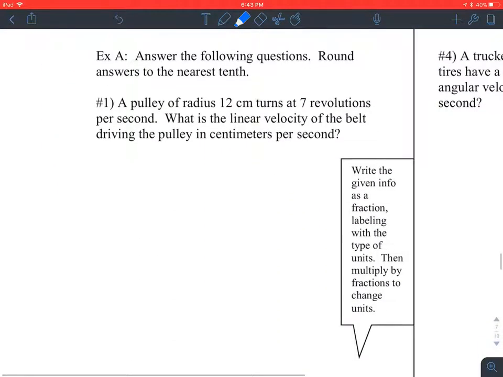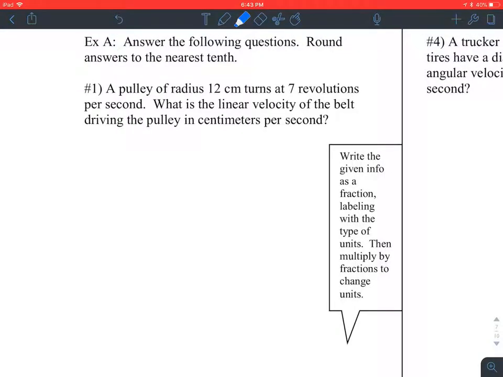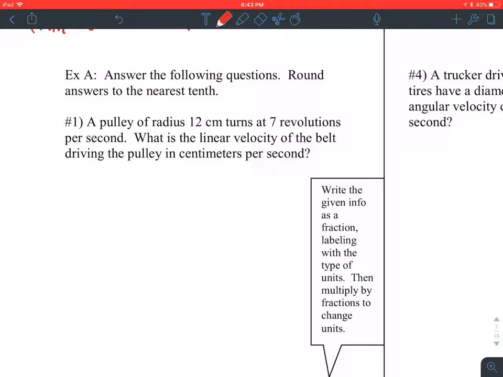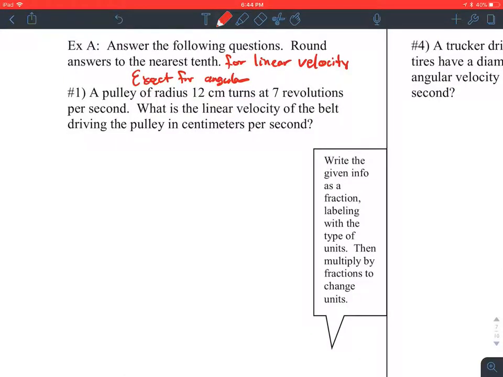Let us do an example. Example A, answer the following questions. Round to the nearest tenth. Let me add something to the directions. Round to the nearest tenth for linear velocity. Give exact answers for angular velocity. In the future, I hope that my directions are written in a way in which I intended them to be written. These directions are poorly written.